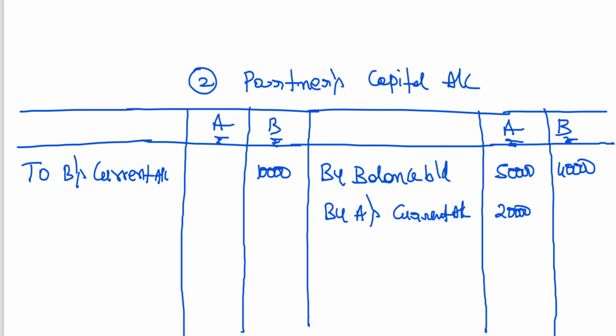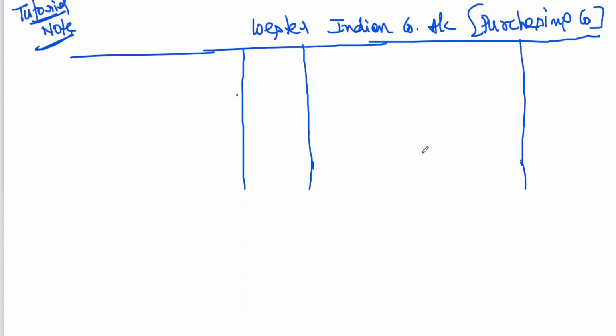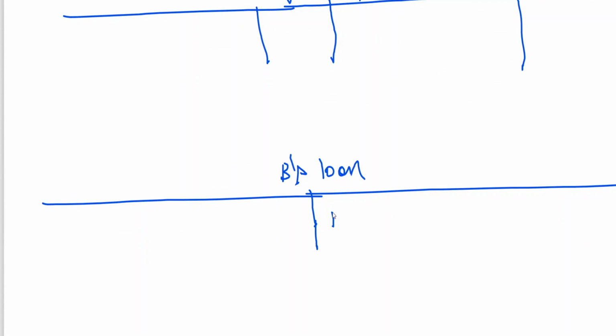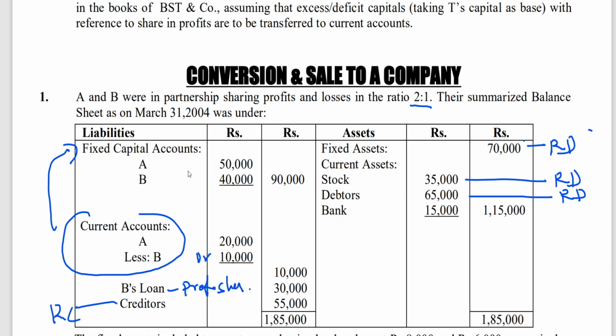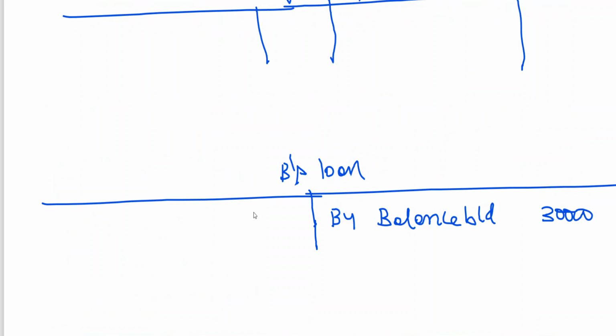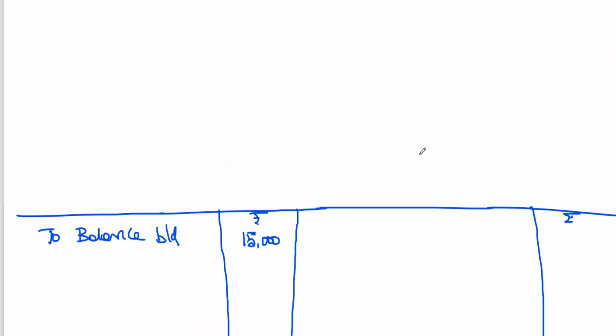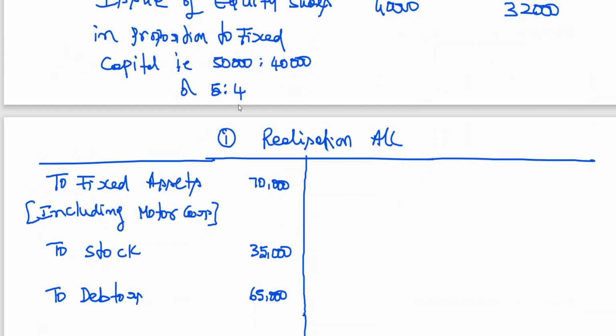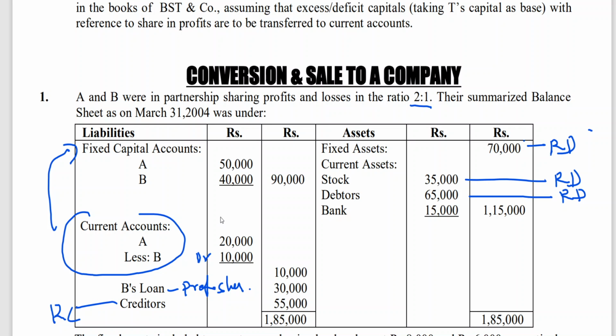B's loan actually we are discharging, it is not asking us to open an account, but we are just discharging it by giving preference shares, just to have clarity. By balance brought down 30,000 rupees have been written. Okay. Next, creditors 55,000. Creditors will be transferred to which account? Realization account. By creditors account 55,000. Clear to all of you?